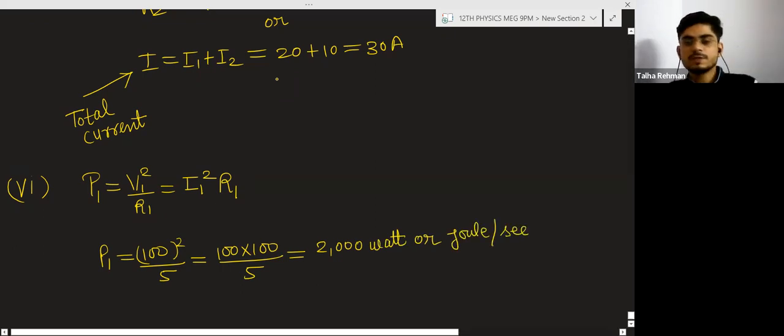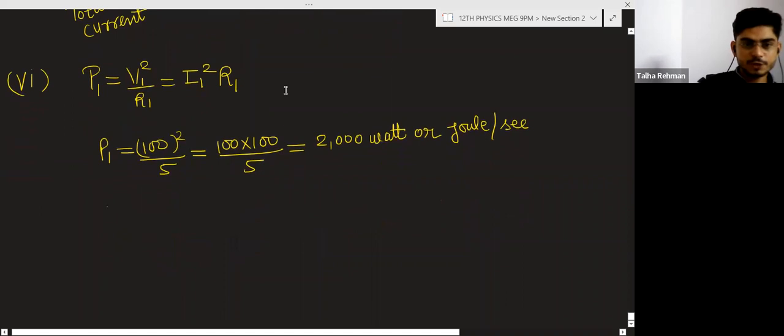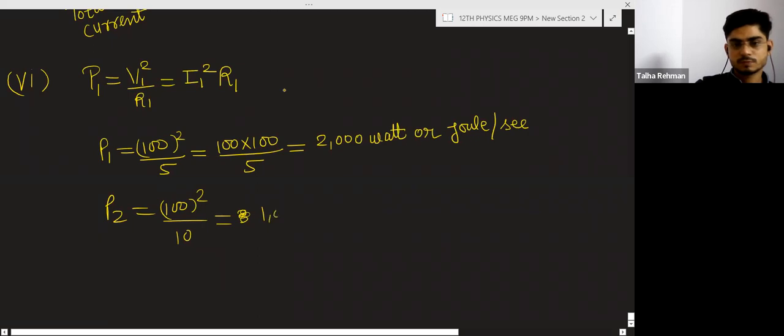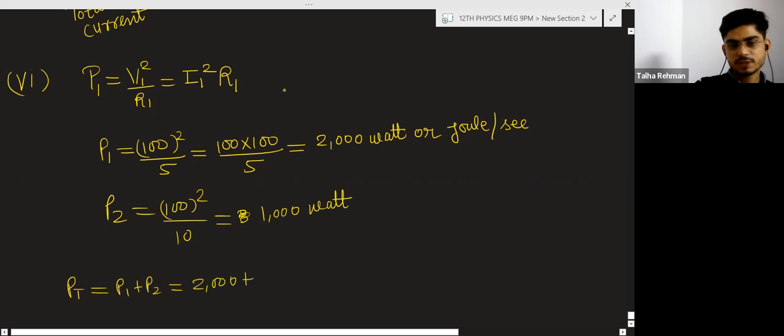The unit of power is joule per second because power is the rate of flow of energy, energy divided by time. The SI unit of energy is joule and the SI unit of time is second. And for P2, you will write 100 square divided by 10. So you will get 1000 watt, or you can write joule per second. If you want to calculate the total power, then add P1 plus P2. So 2000 watt plus 1000 watt is equal to 3000 watt.